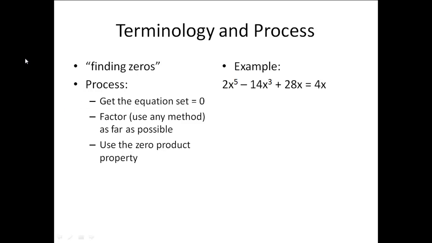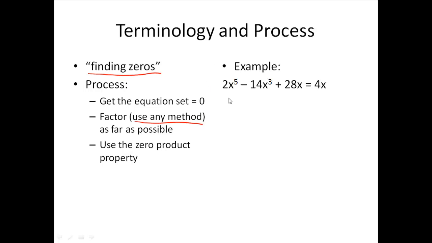We've worked with the term finding zeros before, and what that basically means is we need to set our equation equal to 0, factor it using any method, and make sure we get it factored as far as possible, and then we use the zero product property.